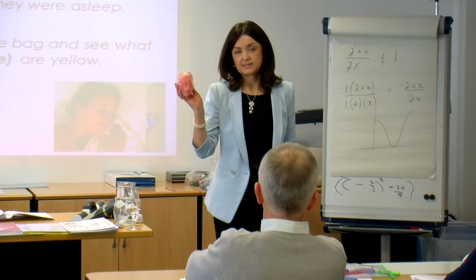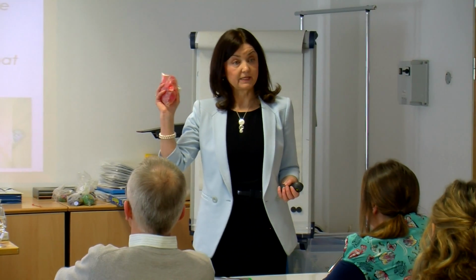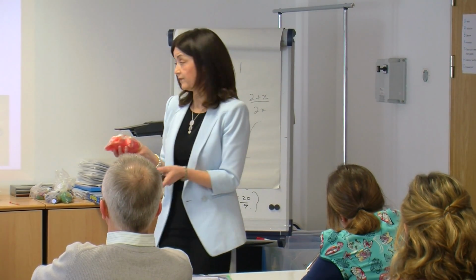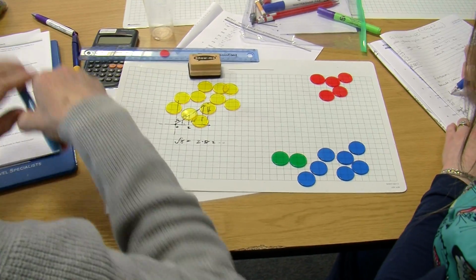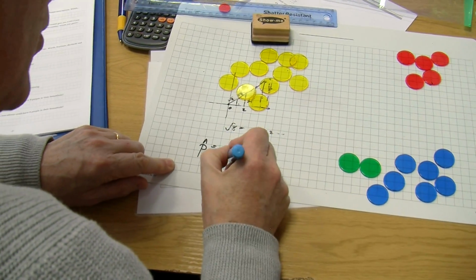For the simulation, we have 200 discs in this bag, and they represent all the 200 students, so that's a population. You're going to take a random sample of 25 discs from the bag, and you're going to see what proportion of that 25 kept their mobile phone under the pillow. Their sample proportion, p hat, is 11 out of 25.